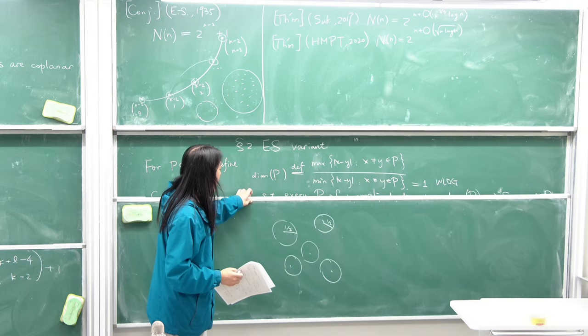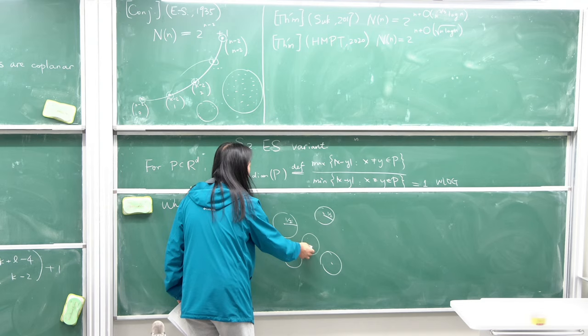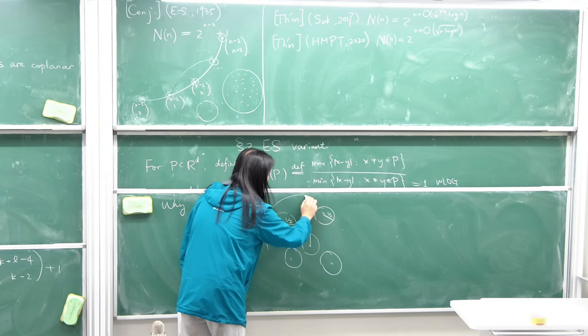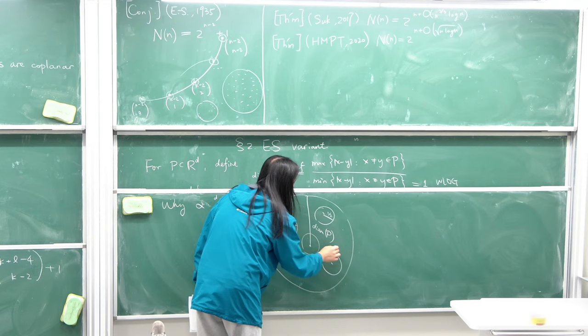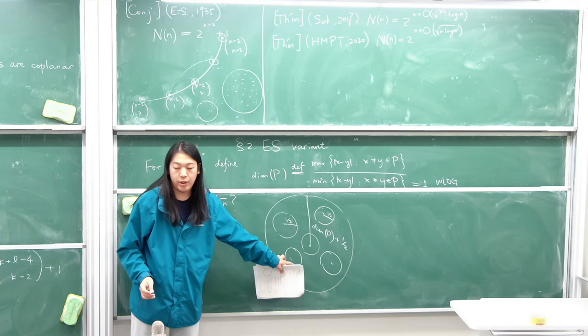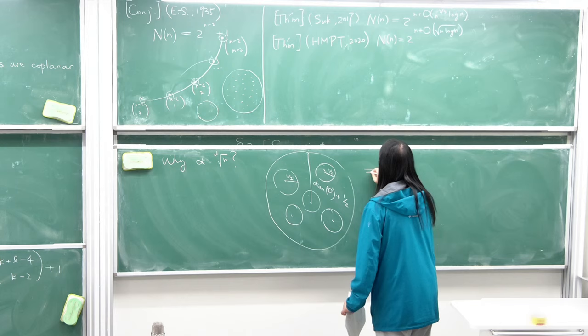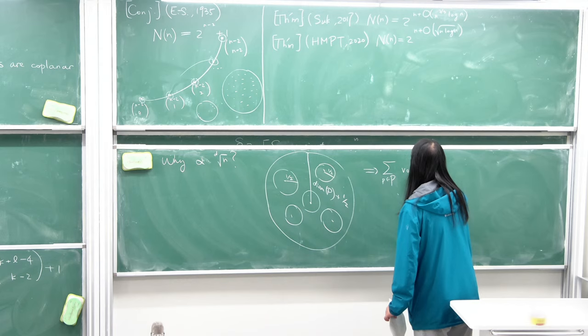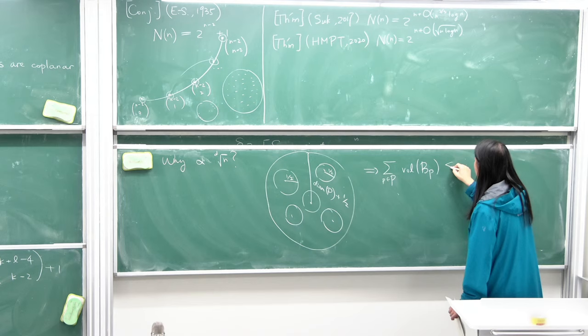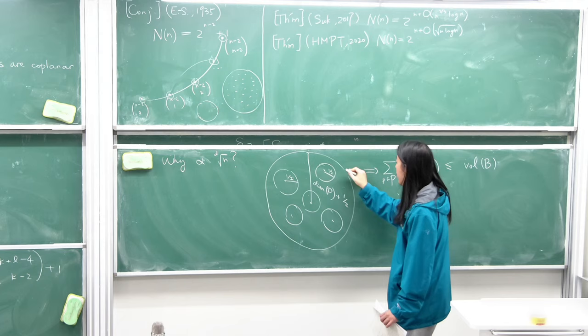But on the other hand, if I start from here, just an arbitrarily fixed point in our point set P, and I draw a big disk, maybe this, of radius diameter P plus 1/2, then this big disk has to contain all these small disjoint disks. And so this picture tells us that the volume of this ball is upper bounded by the volume of the big ball. So this is B and this is B_P.